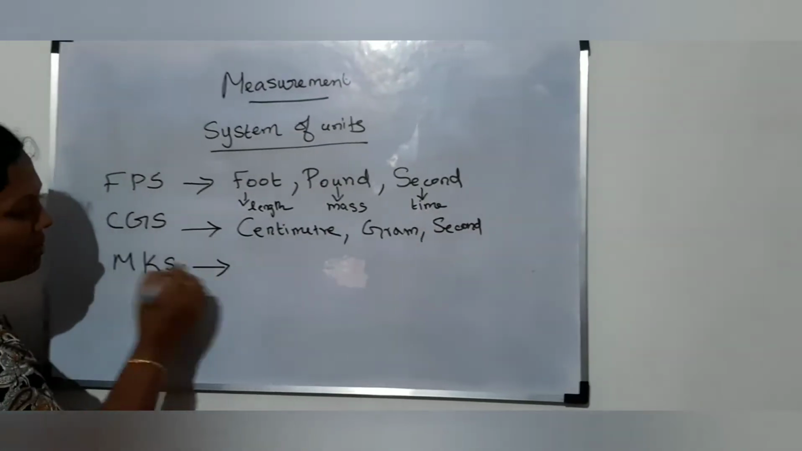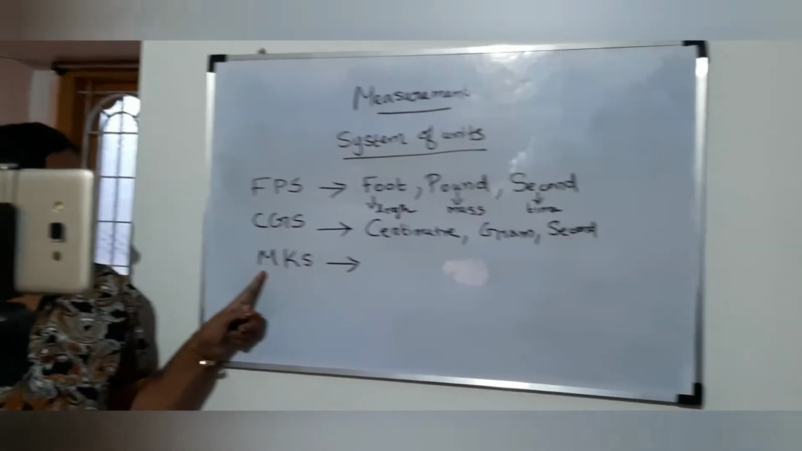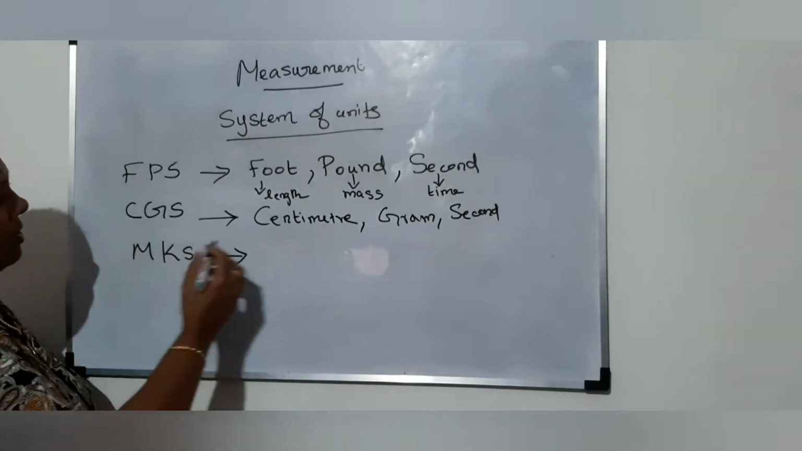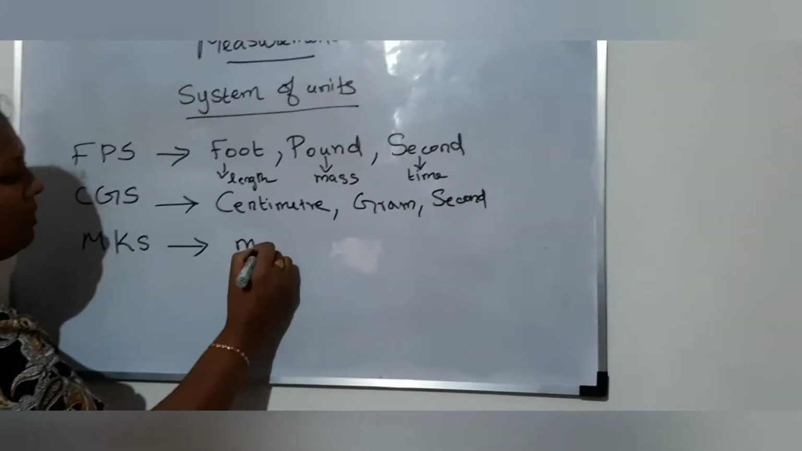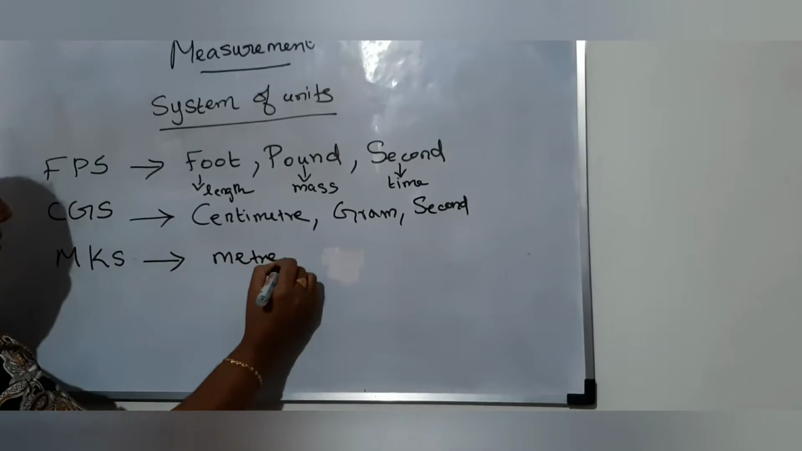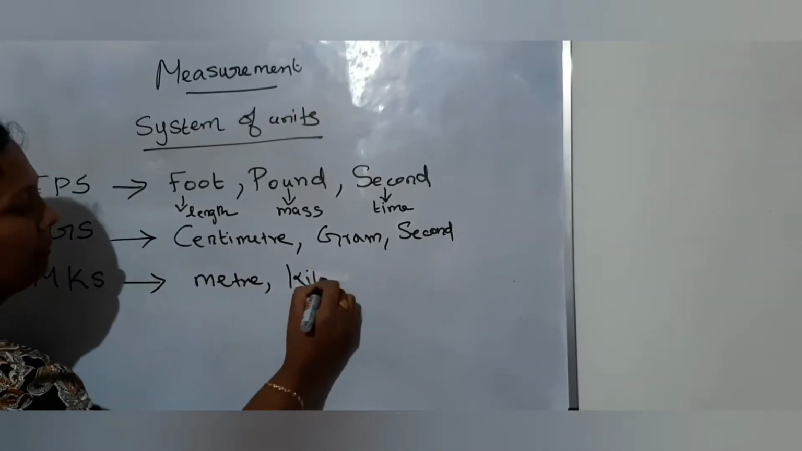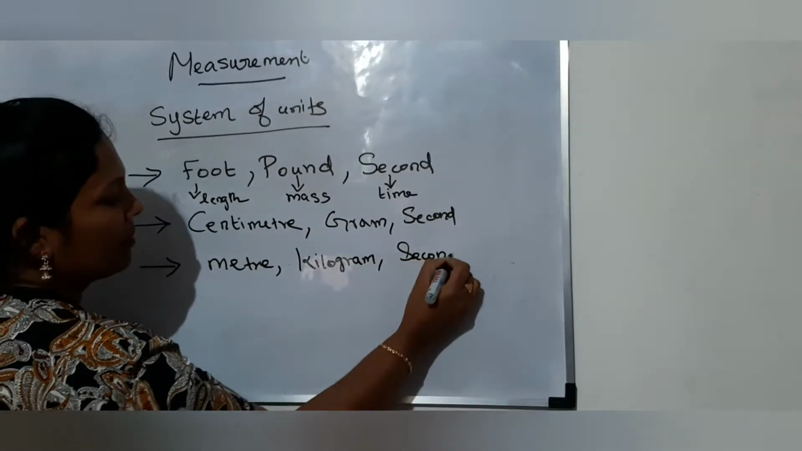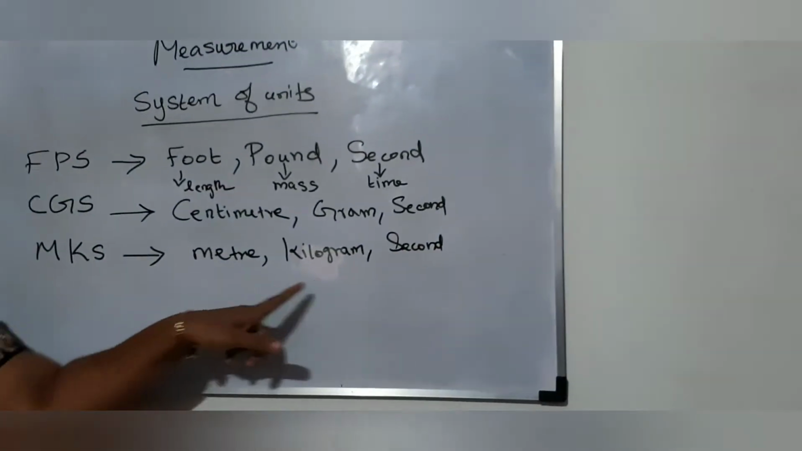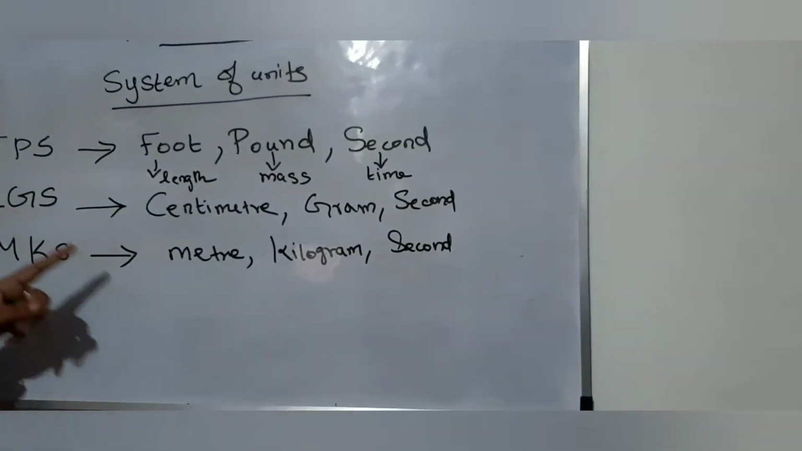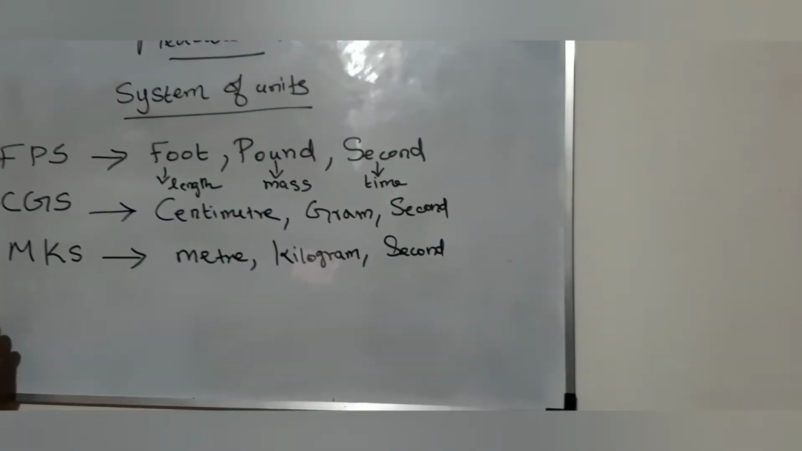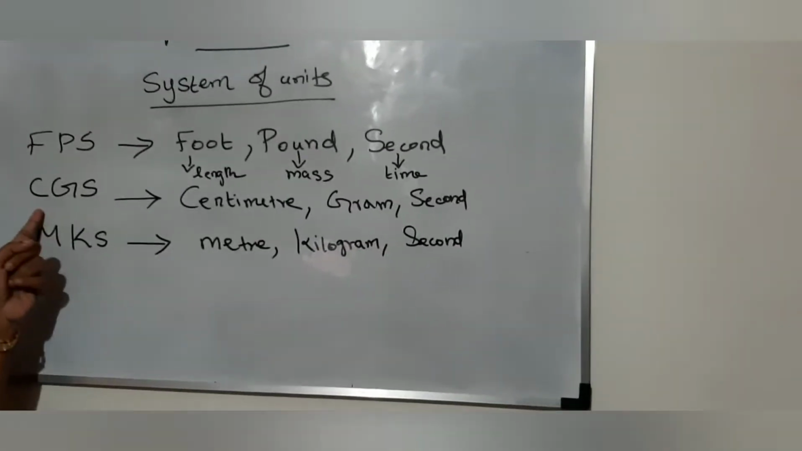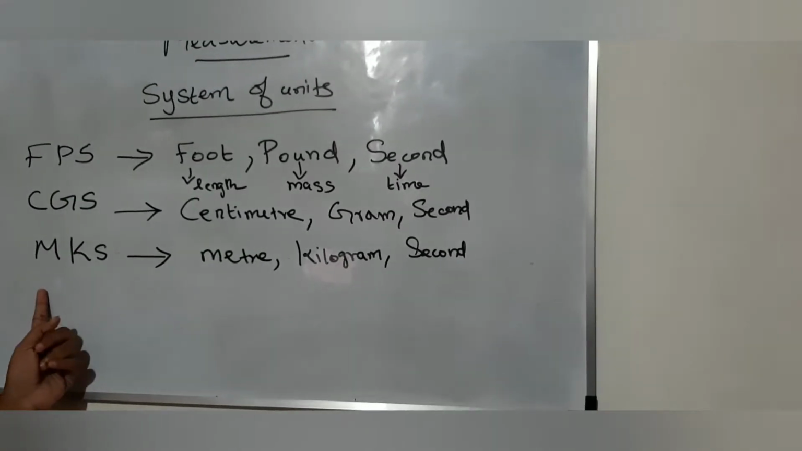Next is the MKS system. This MKS system represents M, K and S: meter, kilogram and second. This is also for length, mass and time. So these are the three common systems we are using. That is FPS system, CGS system and MKS system.